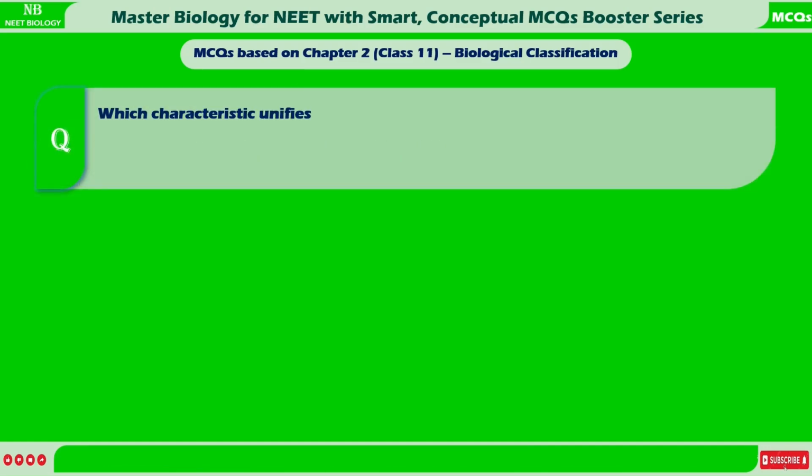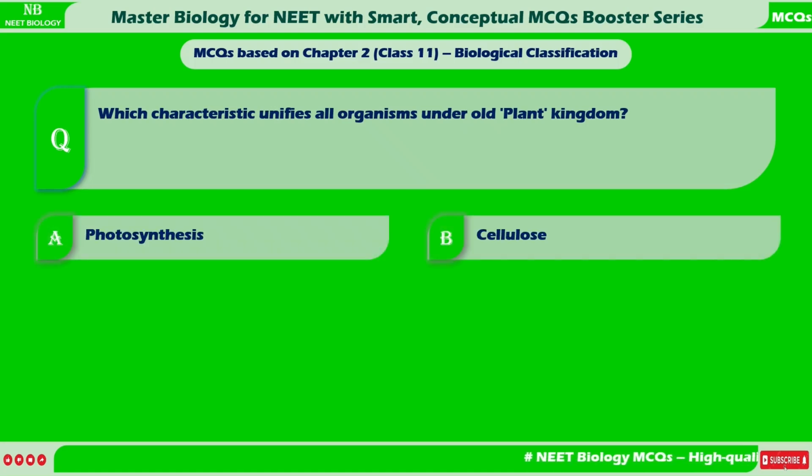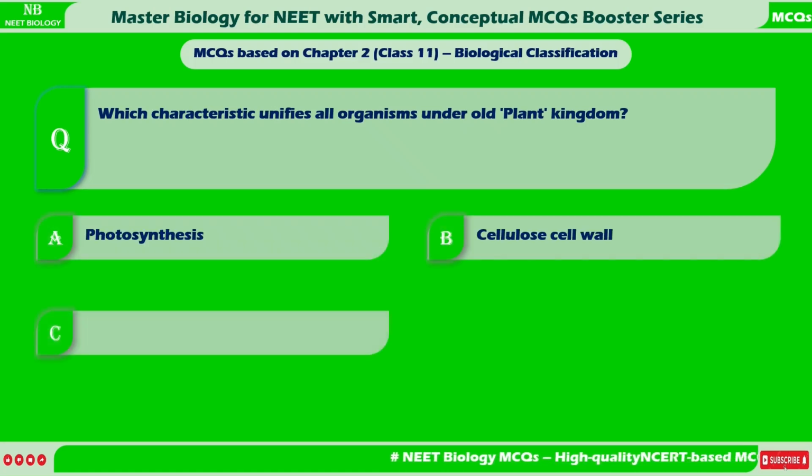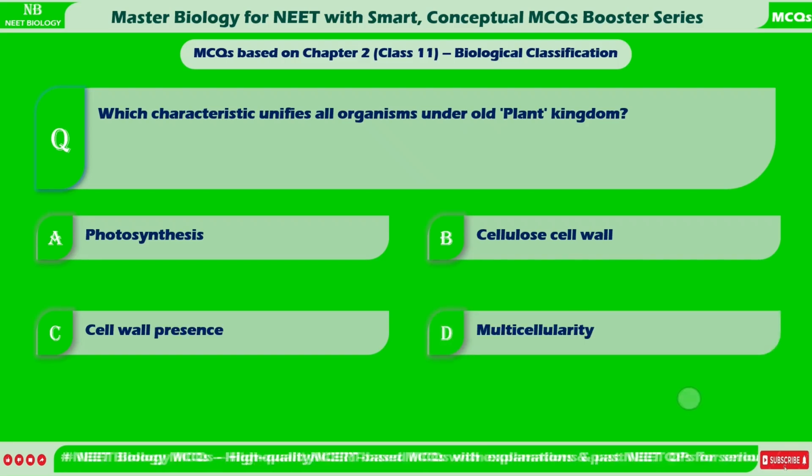Which characteristic unifies all organisms under the old plant kingdom? A. Photosynthesis, B. Cellulose cell wall, C. Cell wall presence, D. Multicellularity.